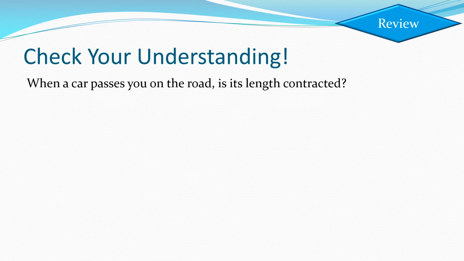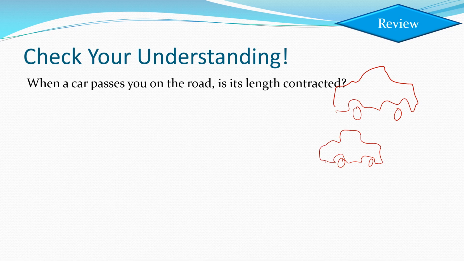So let's have a review and check our understanding. When a car passes you on the road, is its length contracted? It is in motion relative to you. Anything in motion will have length contraction in the direction of motion. So yes, instead of the car appearing like this, whoops, that's a really bad car, isn't it? It will appear contracted in the direction of motion. Physically shorter. Will you be able to see it? No, because its velocity is nowhere near the speed of light to detect these things.